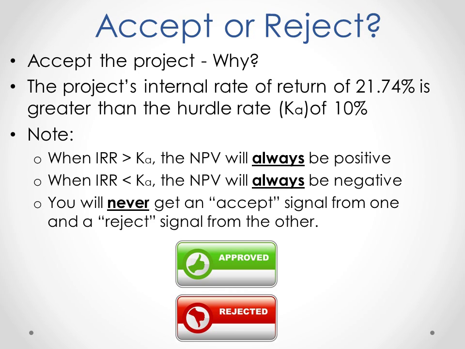When the IRR is less than the average cost of capital, that is the bottom of the hurdler's feet is below the top of the hurdle, then the net present value will always be negative. You will never get mixed signals. In a sense, you'll never get a mixed signal of saying where net present value says accept and IRR says reject. You'll never get that. You'll always get the same signal from net present value and internal rate of return.